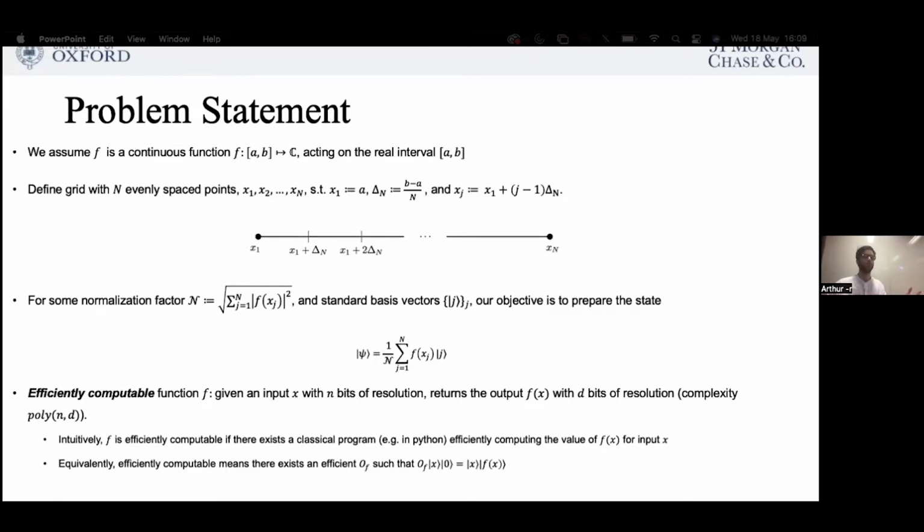So we assume that we have a continuous function f on some closed real interval a to b. Then we define a grid with n evenly spaced points on that grid. And then we basically want to prepare a state where the amplitude of each basis state corresponds to the function evaluated at that grid point. So for example, for the grid point x1, the amplitude you would want would be the function evaluated at x1, and then obviously the whole state would be normalized.